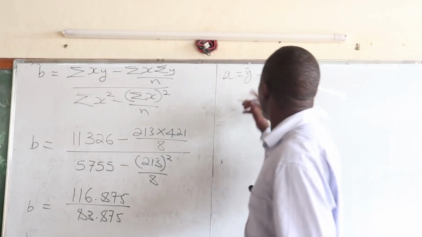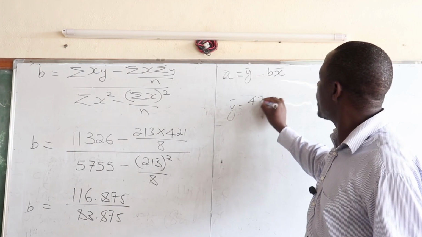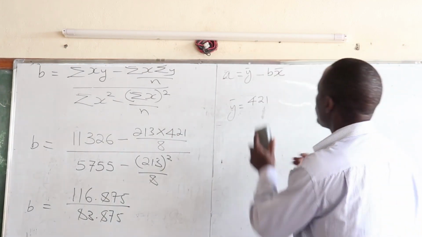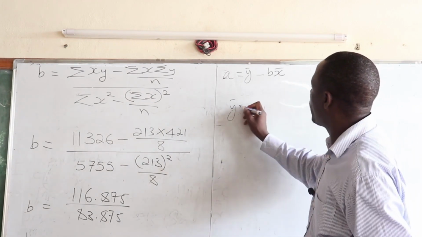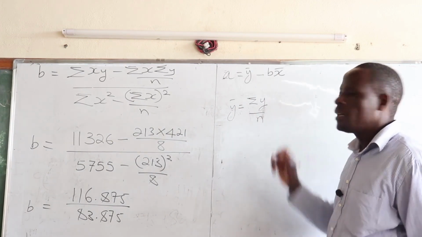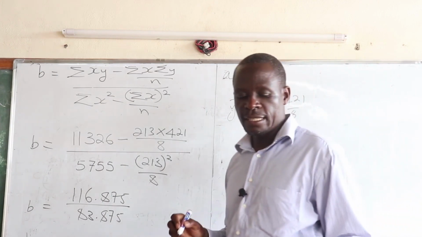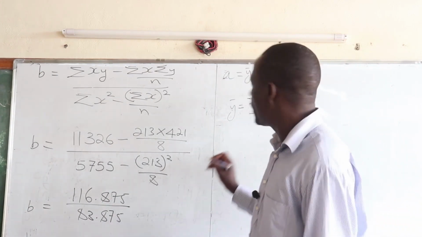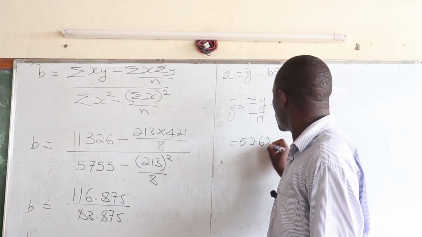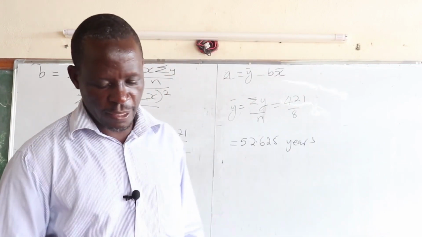So y bar is going to be equal to, we had 421 because that was the sum. What we're saying here is y bar can be found by the sum of y divided by n. And this one is 421 divided by 8. If you calculate that, it should give us 52.625 years, because that's the age of the father.